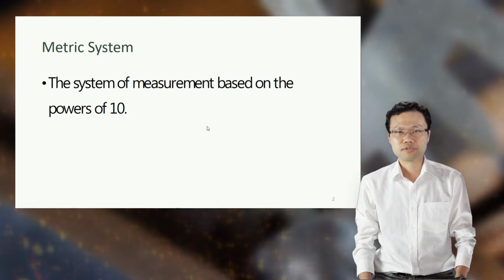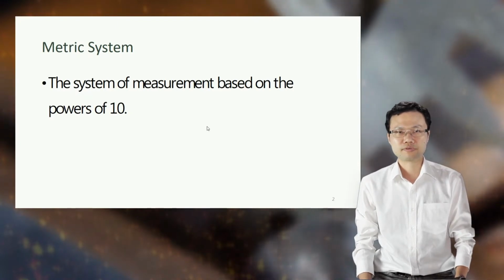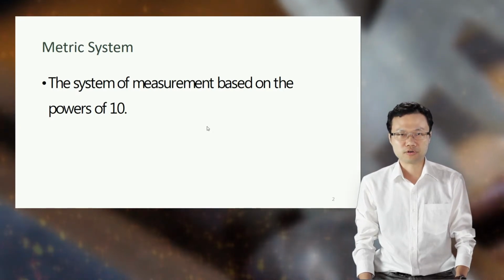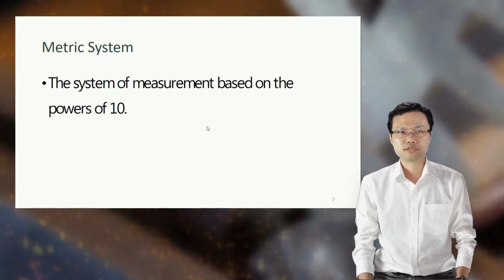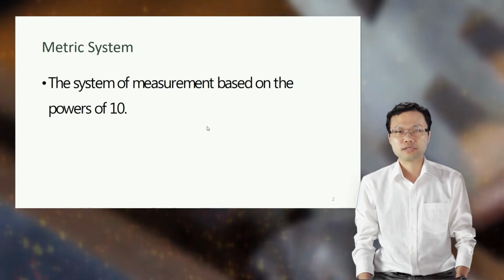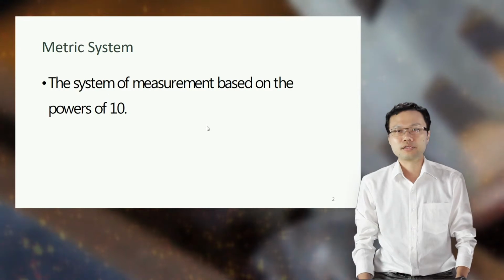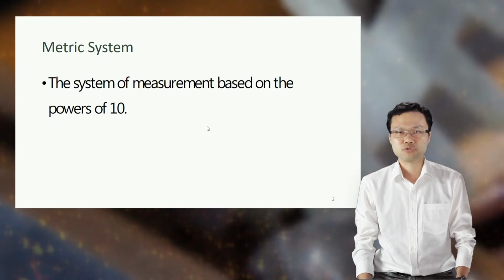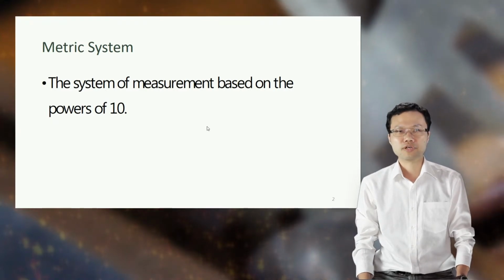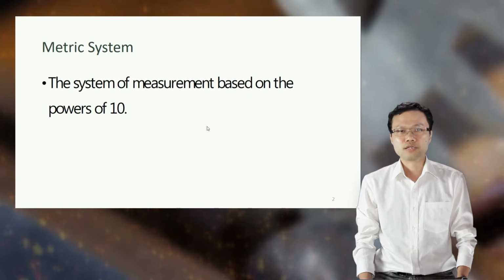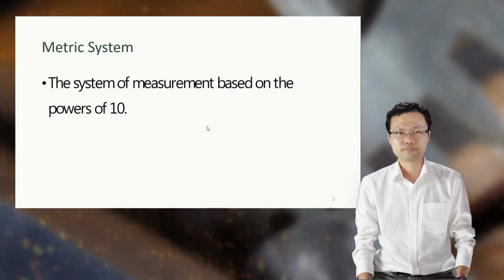A metric system is a system of measurement based on the power of 10. We had learned the power of numbers in the previous video. By based on the power of 10, we mean that we measure by 10, 10 squared, 10 cubed, and so on. They correspond to the units digit, the tens digit, the hundreds digit, etc. of a number. This will be clear when we go on.